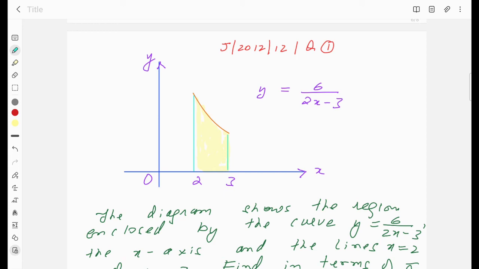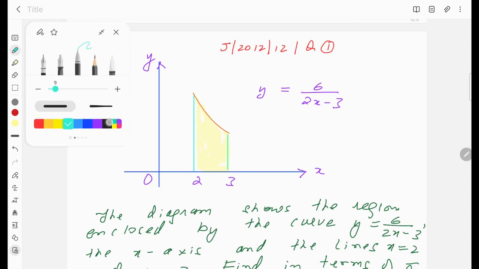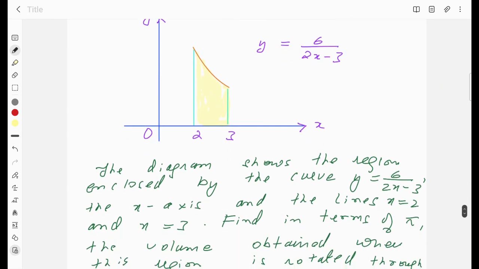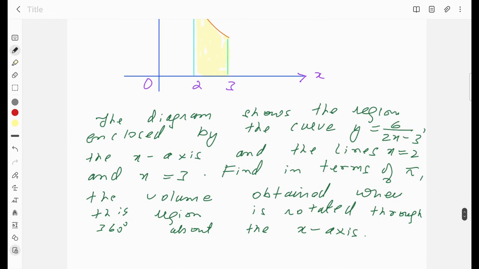I can show you an example from past year paper. It came in June 2012, variant 1-2, question number 1. The diagram shows the region enclosed by the curve y equals to 6 over 2x minus 3, the x-axis, and the lines x equals to 2 and x equals to 3. Find in terms of pi the volume obtained when this region is rotated through 360 degree about the x-axis.